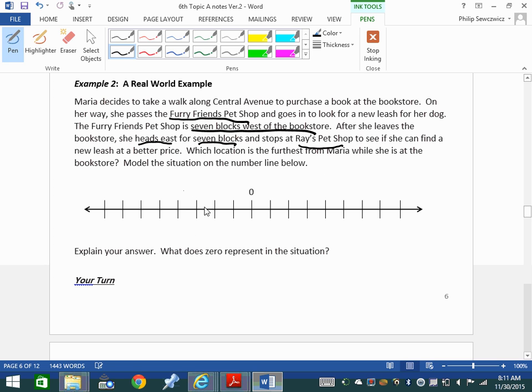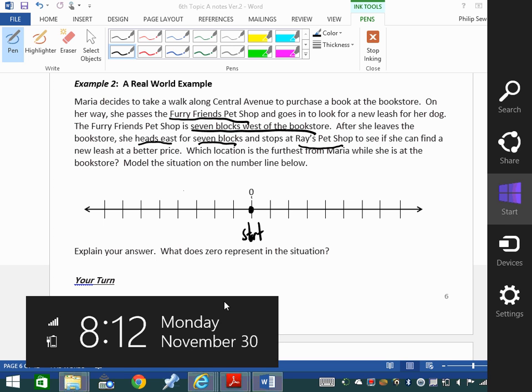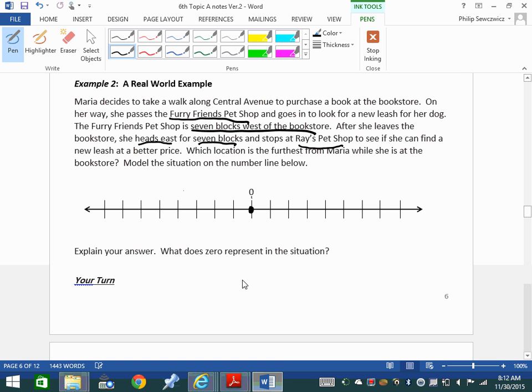Okay, so starting point. If we're going to start, let's start at 0. She decides to go for a walk along Central Avenue. On her way, she passes Furry Friends and goes in to look for a new leash for her dog. Furry Friends is 7 blocks west of the bookstore. So where is she actually starting? She's at the bookstore right now. That is her spot, so I'm going to label that as the bookstore.